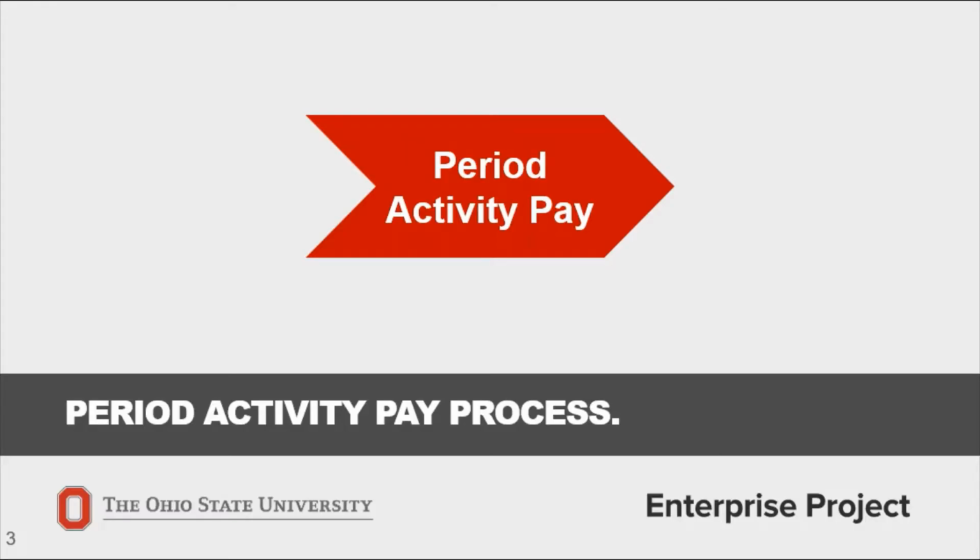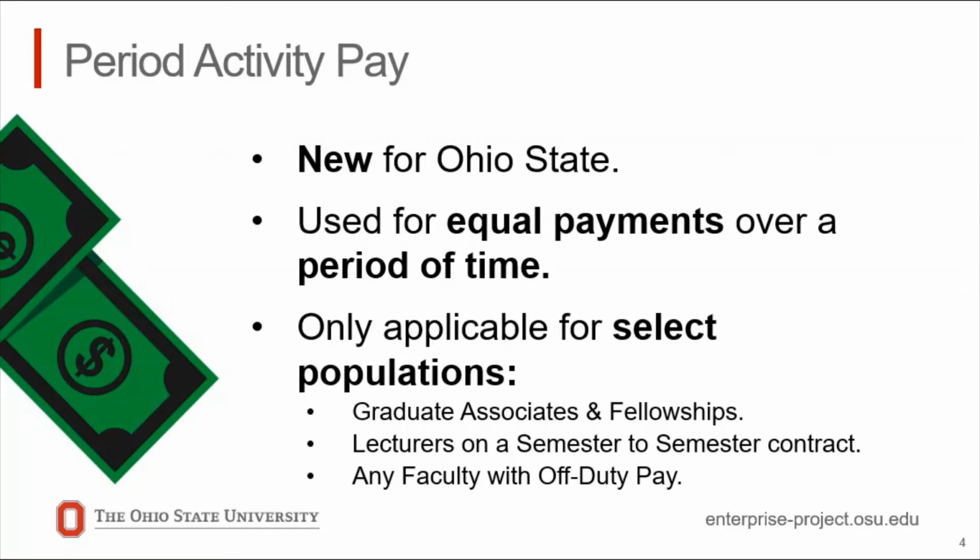Next, we are going to talk about period activity pay and the process for an employee to receive it. Period activity pay is a new process and way of payment for Ohio State. You should remember hearing this term from earlier. The period activity pay business process is for the assignment and management of certain types of employees' period activities and the related compensation with instructions for payment through Workday Payroll.